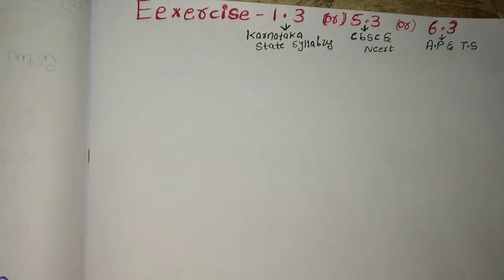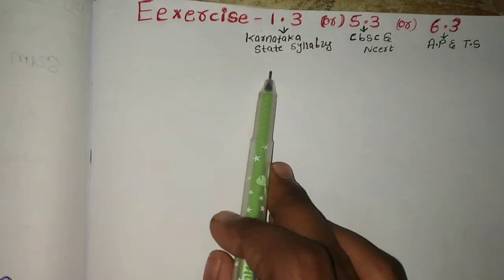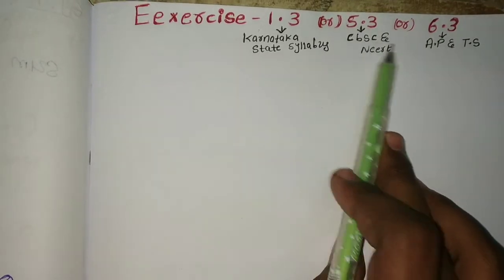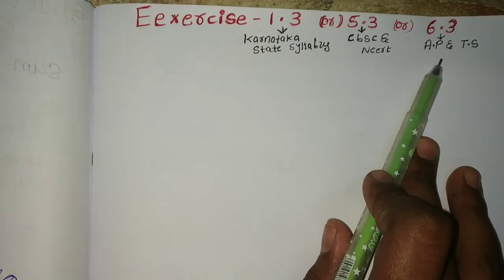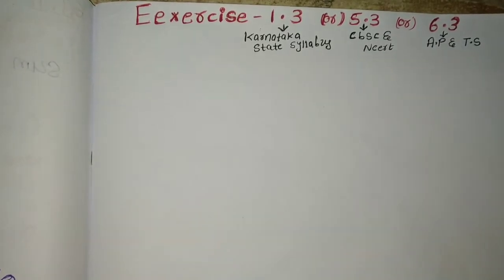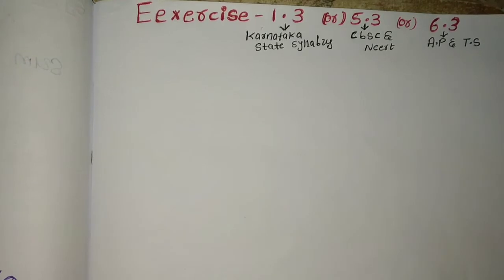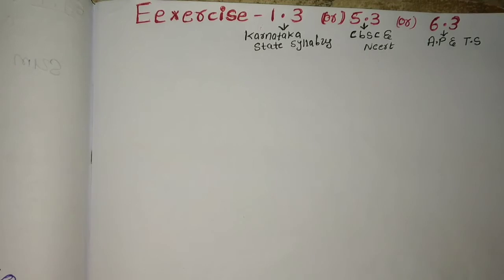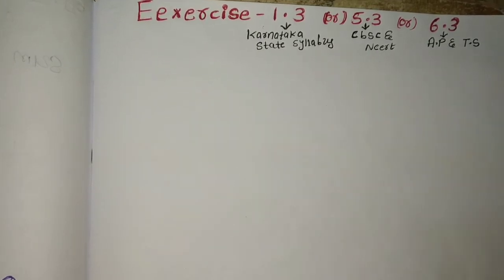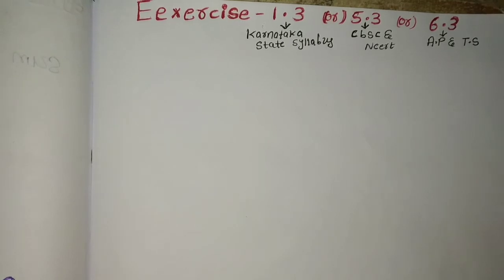So in this session we will discuss exercise 1.3 for Karnataka state syllabus, 5.3 for CBSE and NCERT students, and 6.3 for Andhra Pradesh and Telangana state students. Before that you need to know the basics, that means the introduction part. I already told you the introduction part, please check it once. Without the introduction you cannot do anything. Are you getting my words? So let's start our exercise.